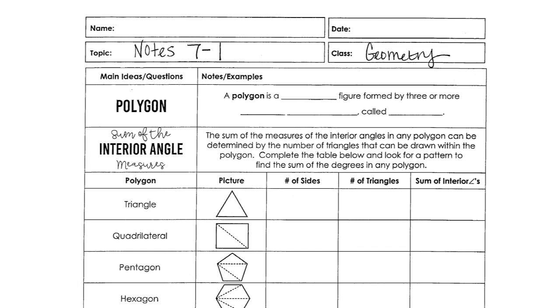Hey guys, today we're going to cover lesson 7.1 and we're going to talk about polygons. A polygon is a closed figure formed by 3 or more line segments called sides.